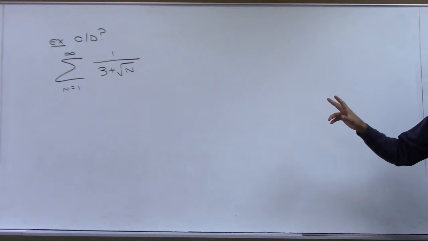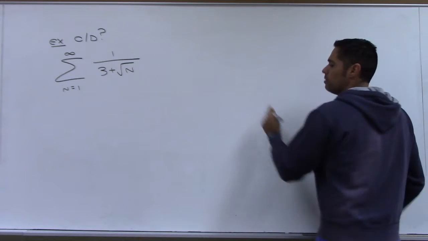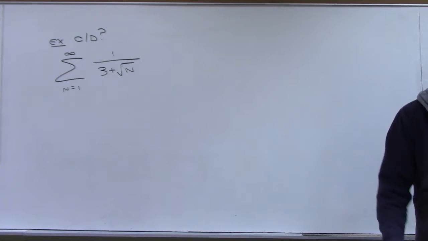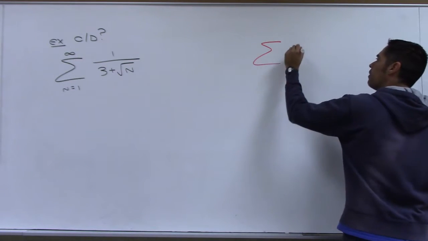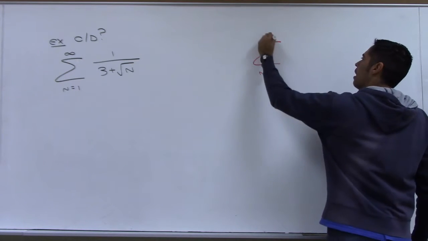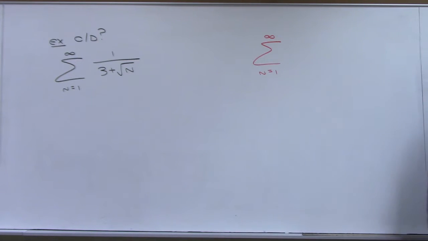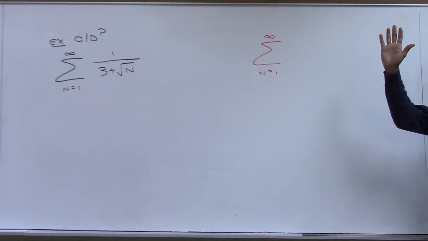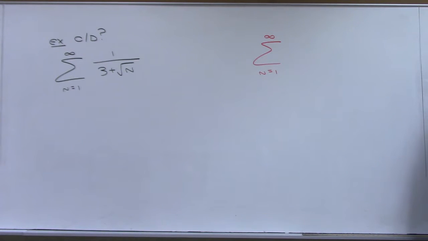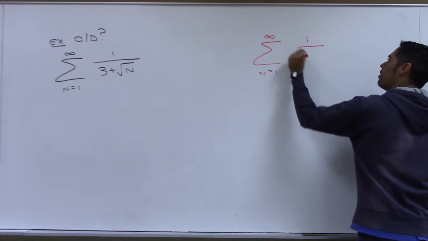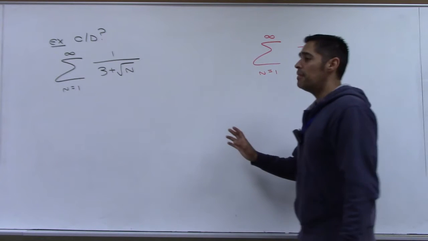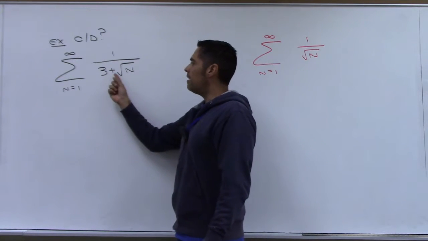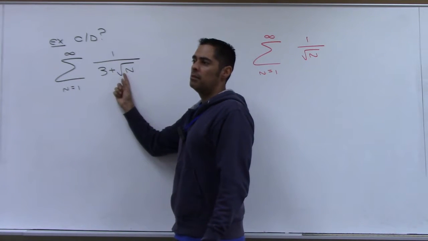Y'all with me? Okay, so let's compare it to, I'll do my comparison one in red here. You tell me what you want me to compare it to. I heard 1 over n and 1 over root n. What do you want? Root n, let's take a vote. Root n? Okay, so we'll go with root n, all right? Why? Because if n is big, does adding 3 to a huge number really matter?